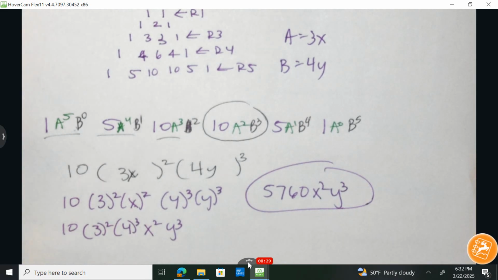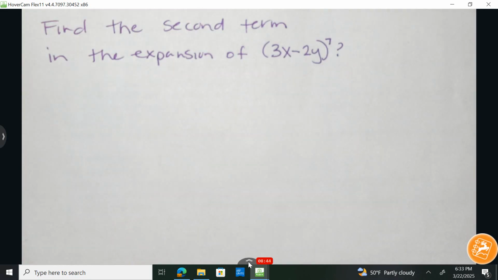Okay, the 3rd example, I want you to do on your own. Press pause once you've written down the problem, and then come back to the video to see if you were able to get the correct answer. Find the 2nd term in the expansion of the following.